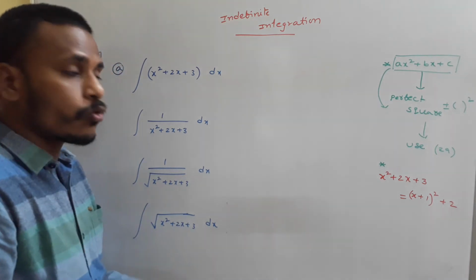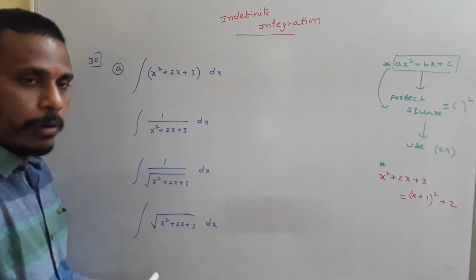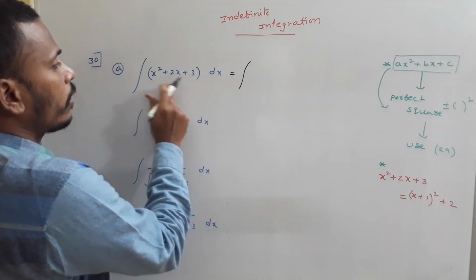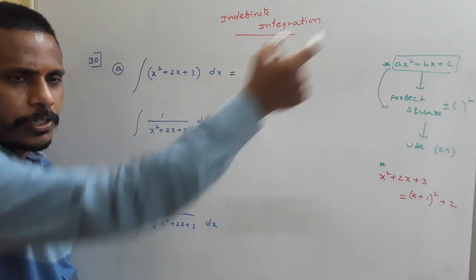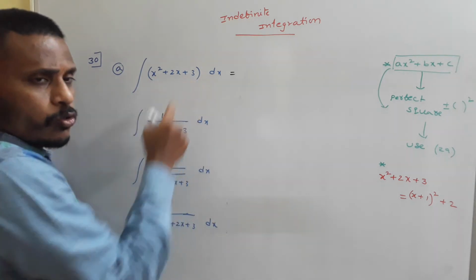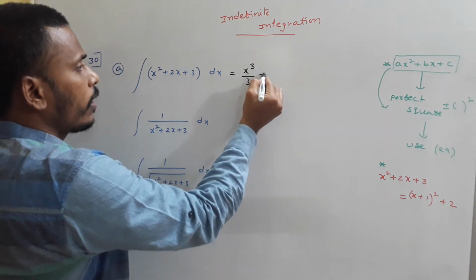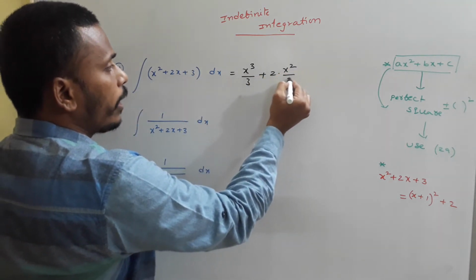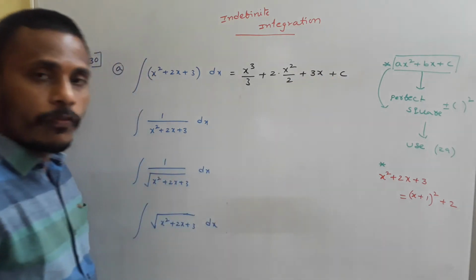Since x square plus 2x plus 3 is (x plus 1) whole square plus 2, then rewrite every problem. For this problem no need to rewrite because it's a direct algebraic expression. Integral of x square plus 2x plus 3: integral of x square is x cube by 3 plus integral of 2x is 2 into x square by 2 plus for 3 its integration is 3x plus some constant of integration.